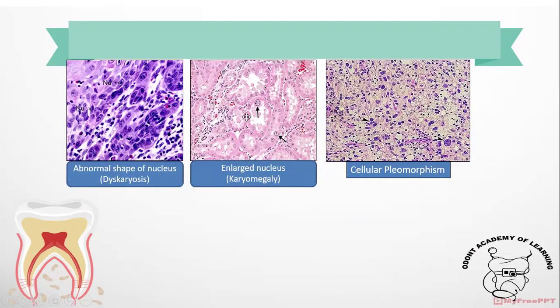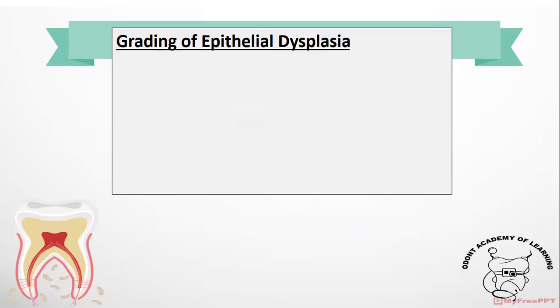And we can see the cellular pleomorphism. The cells have different shapes. So you can see that the cells have different shapes. The cell is very small. Here the cell is big. All the cells in different parts of the epithelium have different shapes. This is called cellular pleomorphism. These all are basically your dysplastic changes.